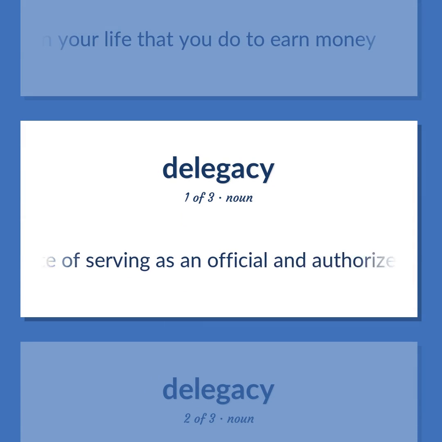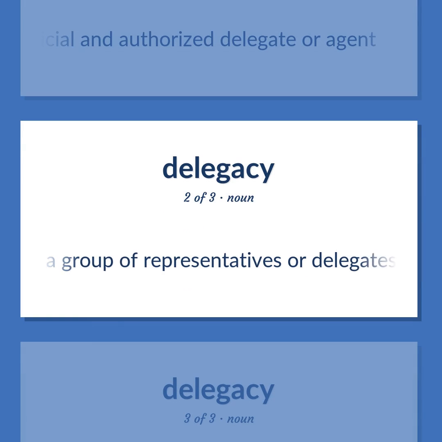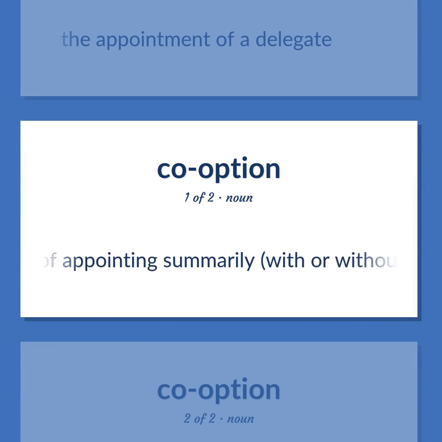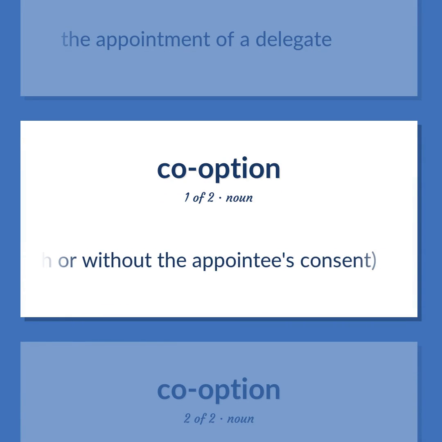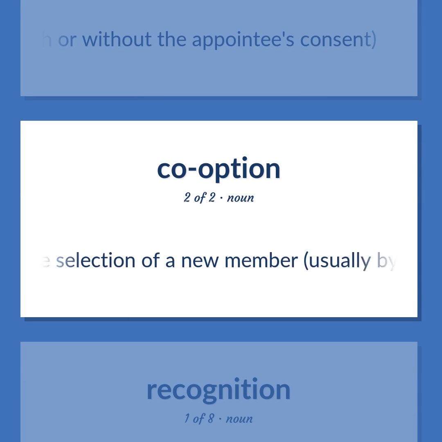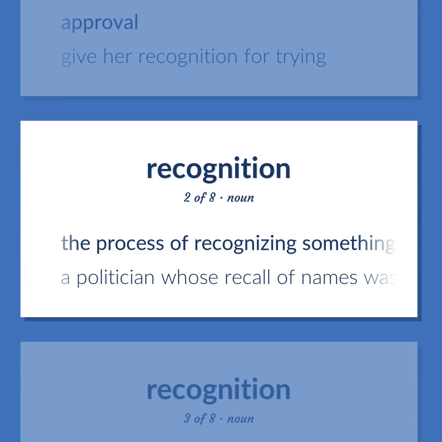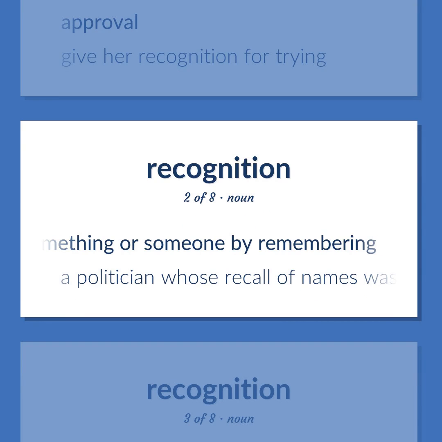The state of serving as an official and authorized delegate or agent. A group of representatives or delegates. The appointment of a delegate. The act of appointing summarily, with or without the appointee's consent. The selection of a new member, usually by a vote of the existing membership. Approval. Give her recognition for trying. The process of recognizing something or someone by remembering. A politician whose recall of names was as remarkable as his recognition of faces.